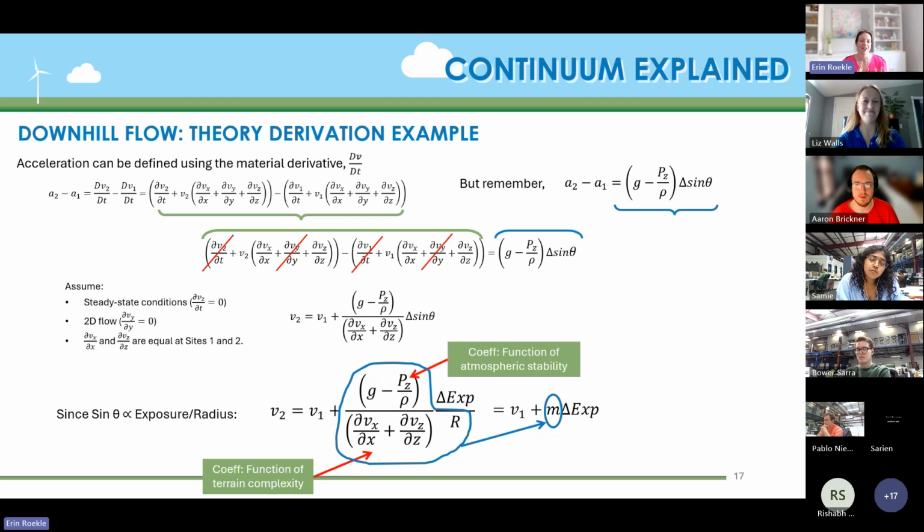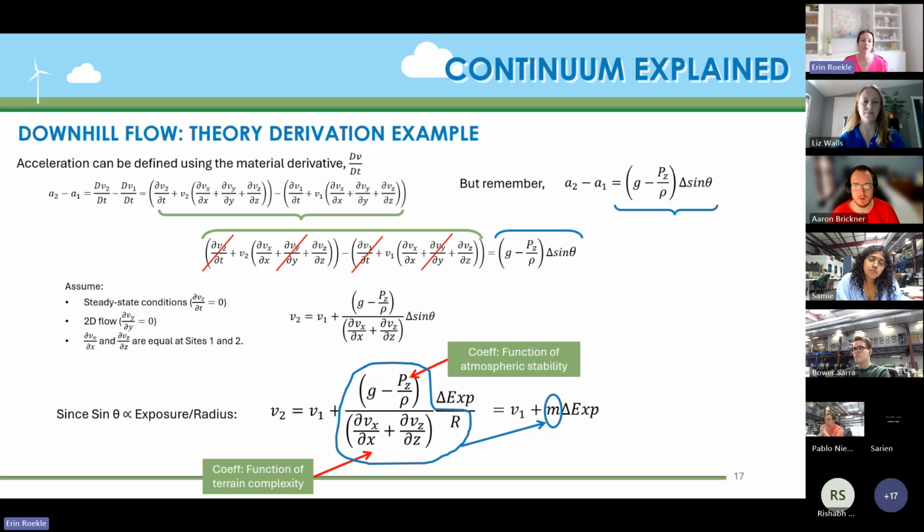So we've got our A2 minus A1 broken down into our material derivative. But we're also going to bring back that same equation that we just had: A2 minus A1 is related to gravity and the vertical pressure gradient and delta sine theta. So basically, we're just going to set them equal to each other. We've got the big material derivative on the left-hand side of A2 minus A1, all broken up into its components, and then on the right-hand side, it's the sum of those forces.